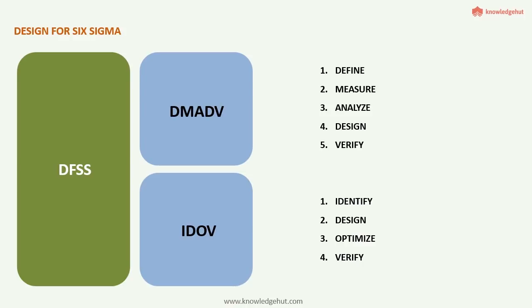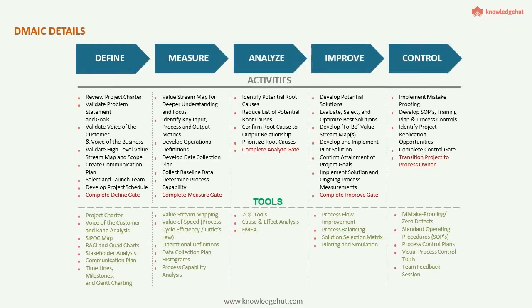You will notice that for DMADV and DMAIC, the first three phases are the same, that's DMA. Although they have the same name, note that activities are different as the background of each of them are different. Right, so with that, we go into details of the DMAIC process. Here you will see 5 phases of it: the define, measure, analyze, improve, and control, with a list of activities at the top and the list of tools at the bottom.